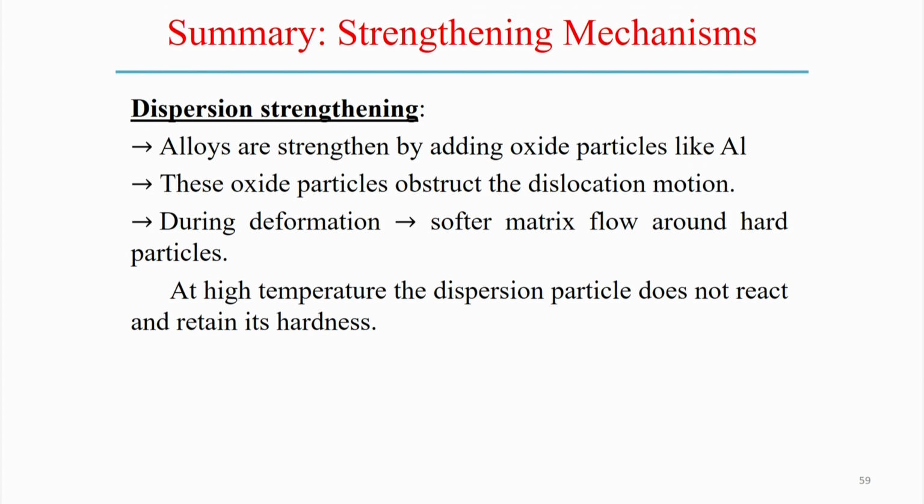Finally, dispersion strengthening. Here alloys are strengthened by adding oxide particles like aluminum oxide. These oxide particles obstruct the dislocation motion, and during deformation the softer matrix tries to flow around the particles. But at high temperature the dispersion particle may react and may or may not retain its hardness. So the hardness of the particles influences to some extent the strengthening mechanism by dispersion.